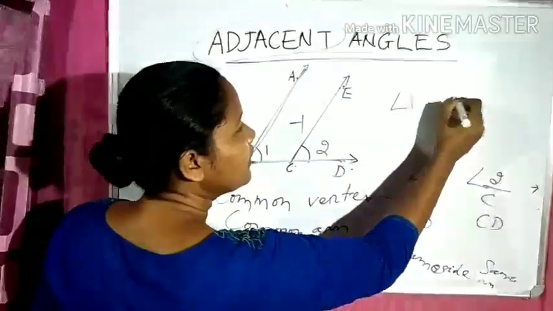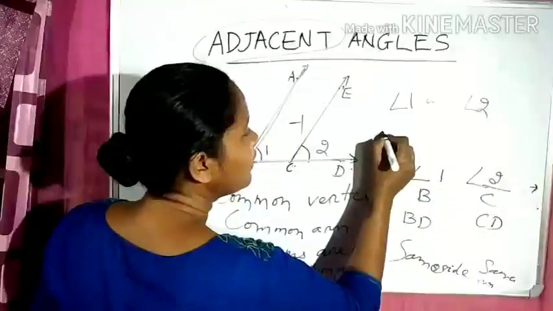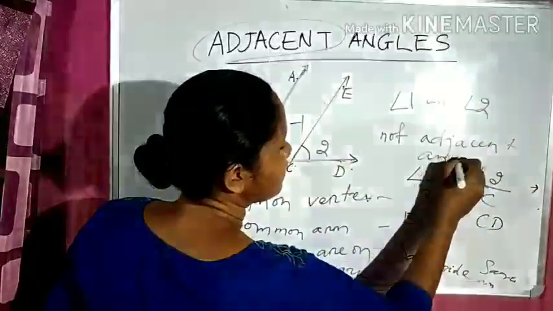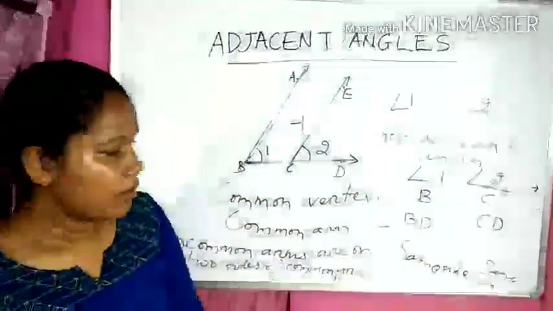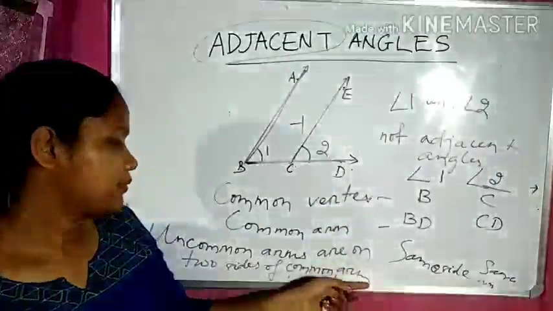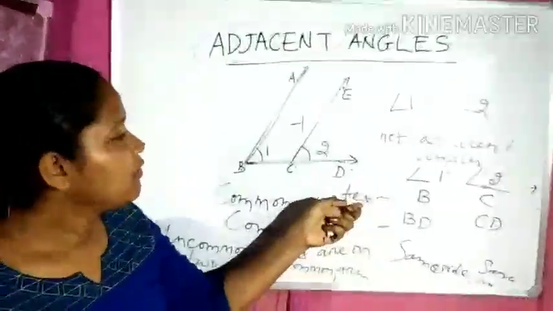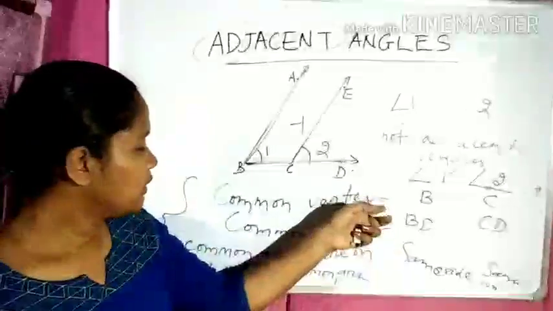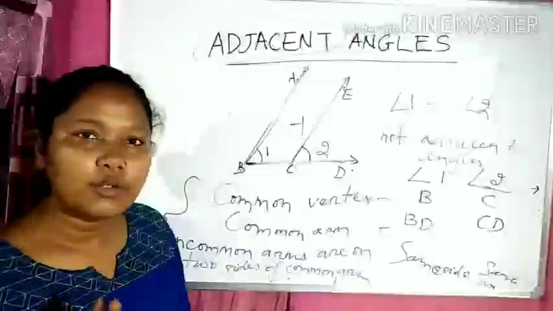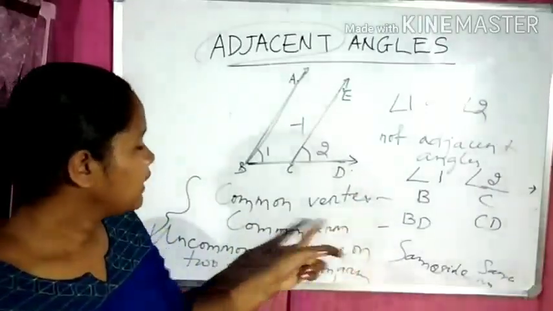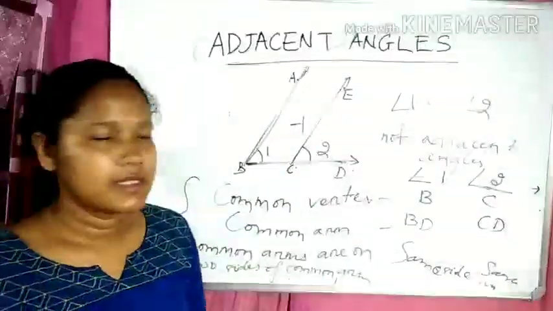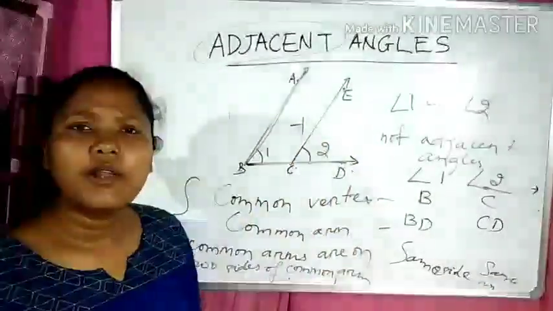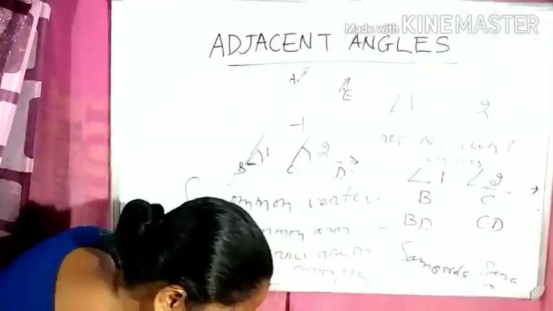Angle 1 and angle 2 are not adjacent angles. So on the basis of these points, you can find out whether angles are adjacent. They have to fulfill these 3 things: common vertex, common arm, and uncommon arms on the 2 sides of the common arm. If they fulfill these 3, then we can say these are adjacent angles. If they do not, then these are not adjacent angles. So this is about adjacent angles.